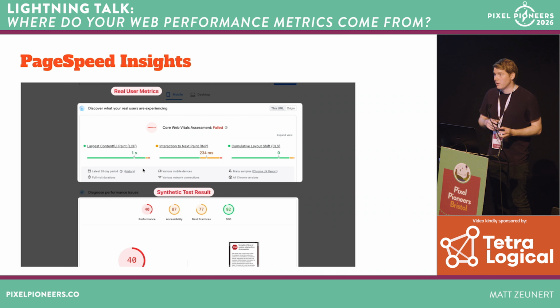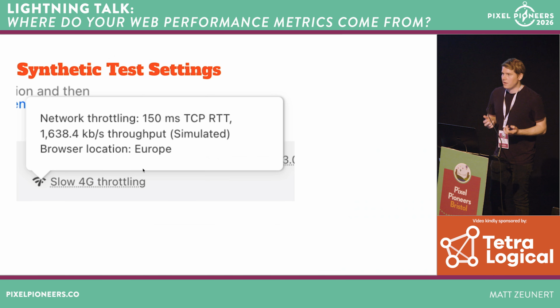And then if a URL gets enough traffic, Google aggregates and anonymizes that data, and you can actually look up how fast it is for real users, even if it's not your own website. And then below that is a Lighthouse report, which is a synthetic test, and that has the specific technical audits and recommendations that you don't have in the real user data. I'm going to focus on synthetic tests in this talk.